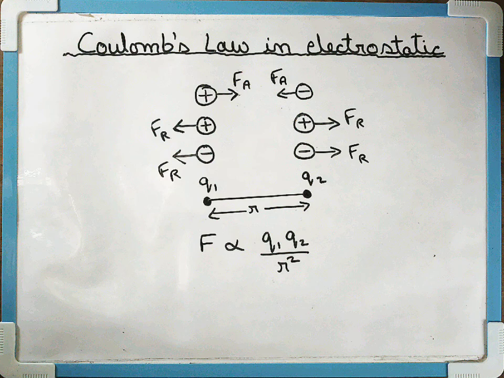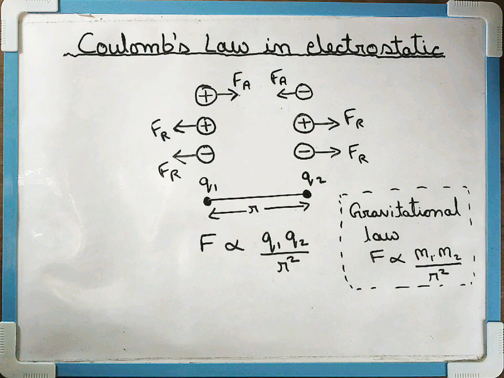See, it's very similar to Newton's gravitational law. In Newton's gravitational law, F is directly proportional to m1 into m2, inversely proportional to r square. So in the gravitational law we have m1, m2. In Coulomb's law in electrostatics, we have Q1 into Q2. So we have a similarity here, and this is known as the inverse square law, since we have this r square.